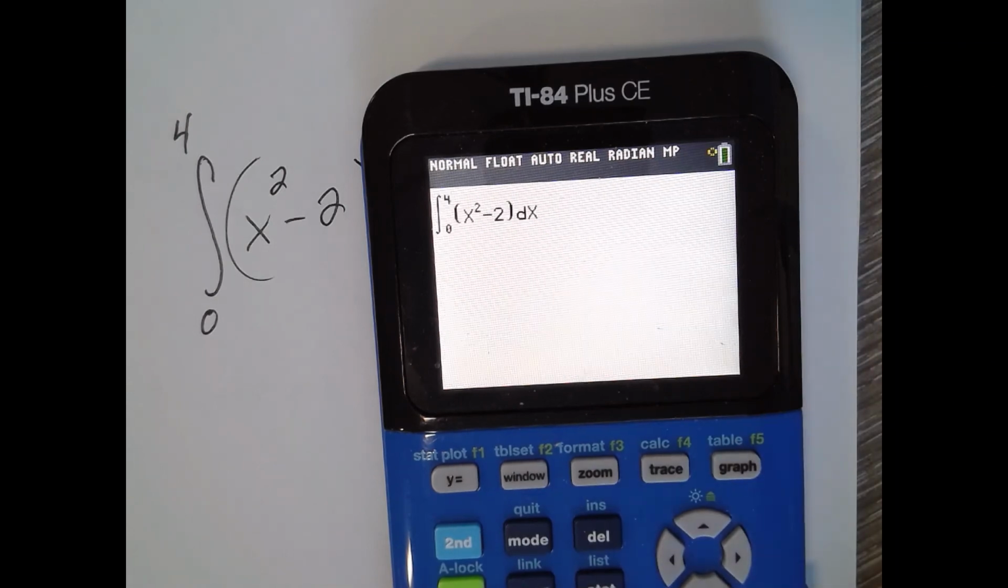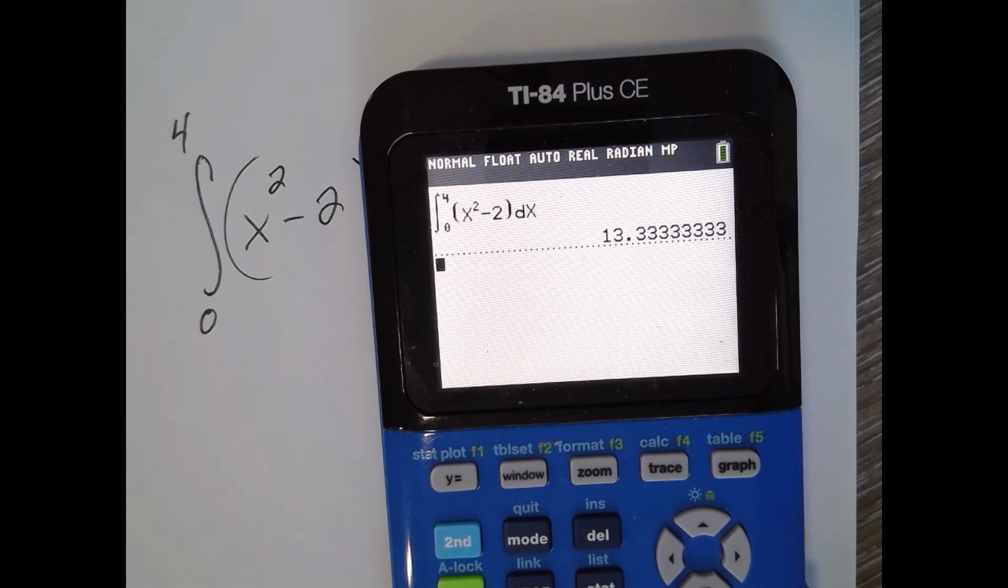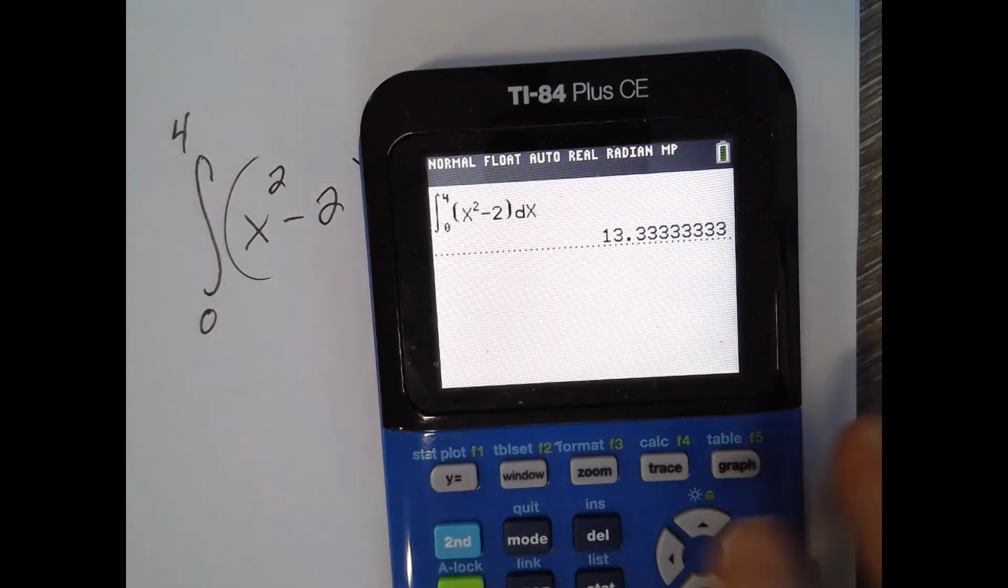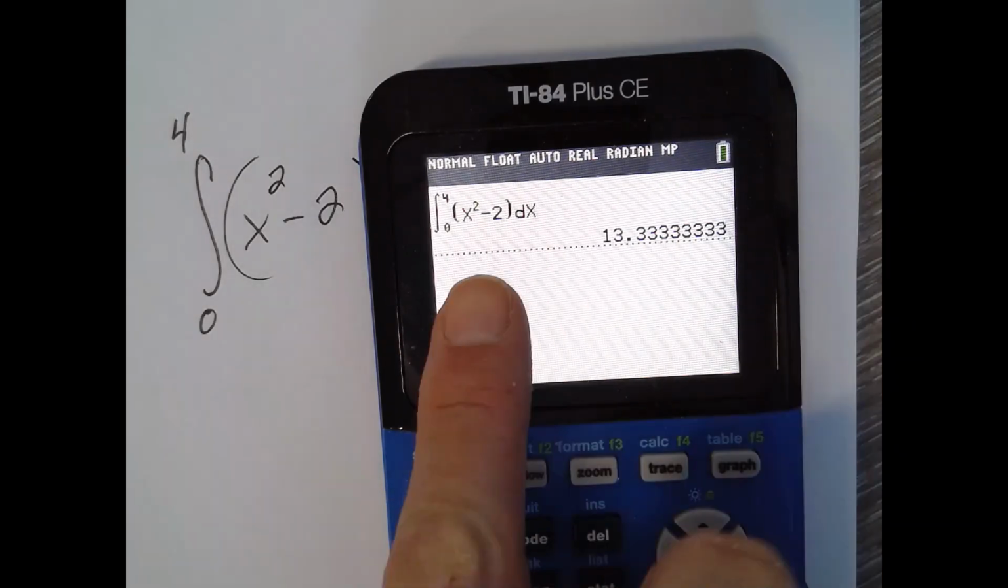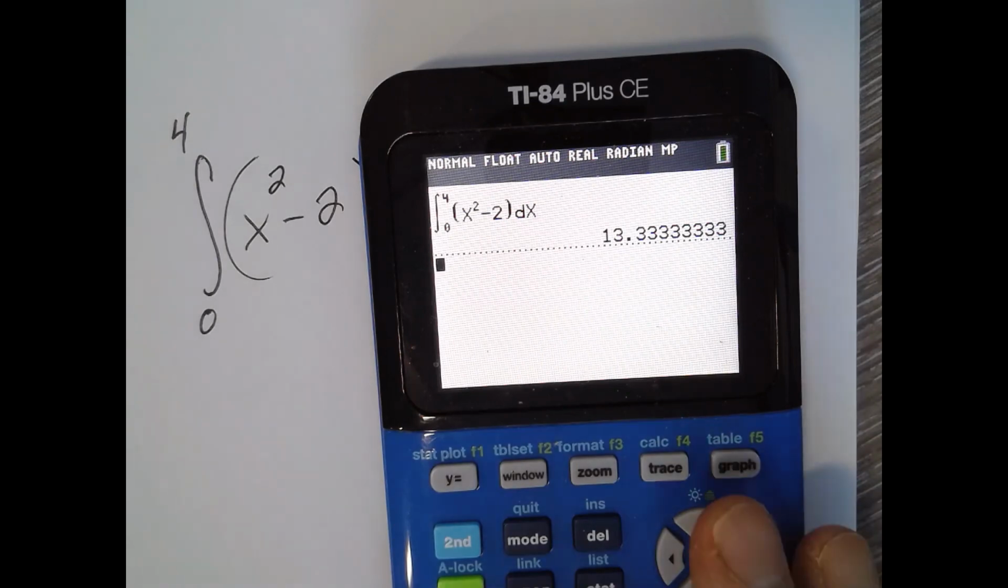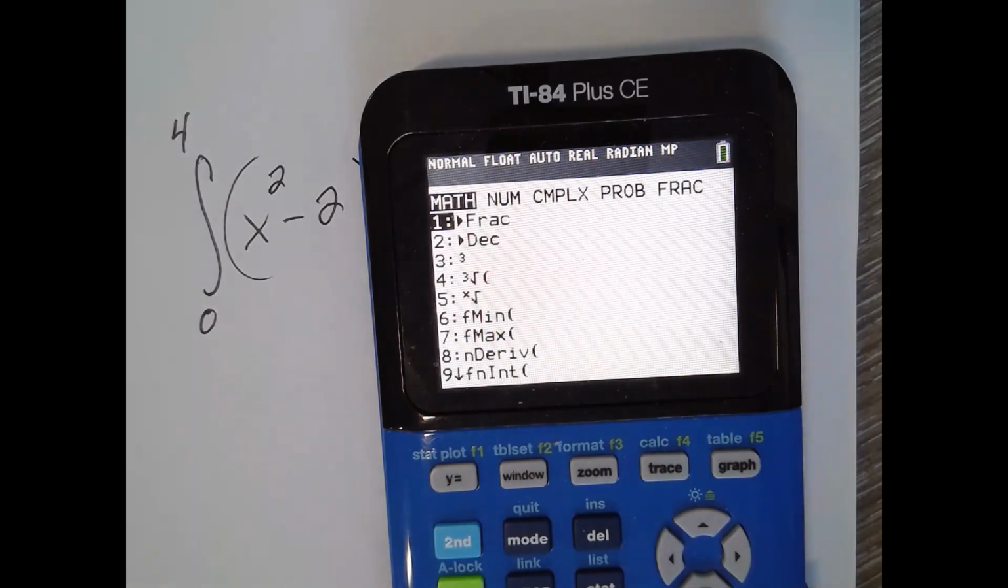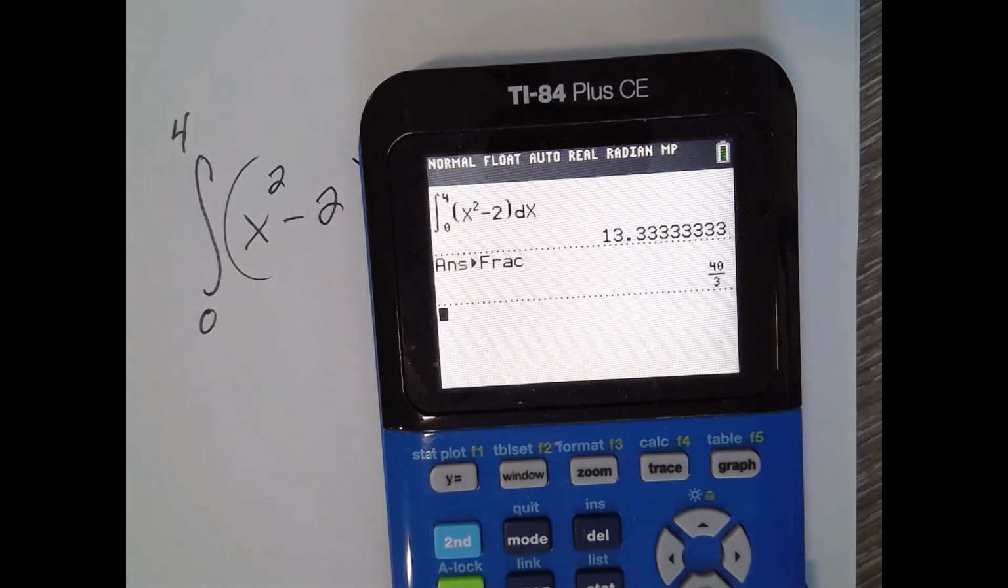It's really helpful when the calculator shows you that. Like before, you had to type something like 0, comma, 4, comma, x squared minus 2, comma, x. So a whole bunch of commas. Now you can just type it in. I'm going to go math, enter, enter, because I don't like decimals. And we get 40/3.